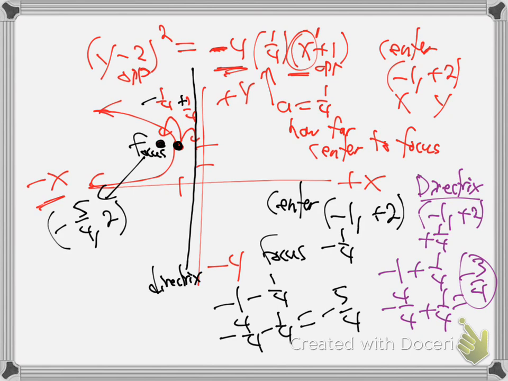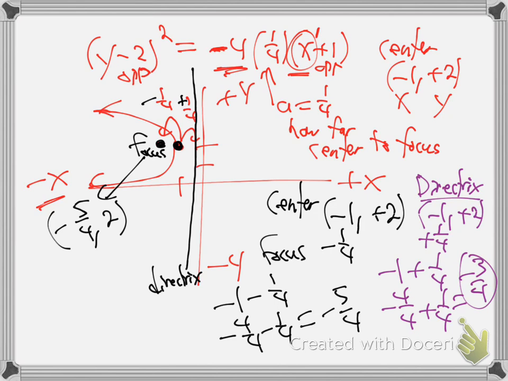Everybody good with that? Are we good with all that little fraction stuff? Right, so I took the x coordinate -1 and I added 1/4 for the directrix line because it's to the right 1/4. So that -1 is -4/4 again. You have to get a common denominator. Plus 1/4 is -4 plus 1, which is -3/4.